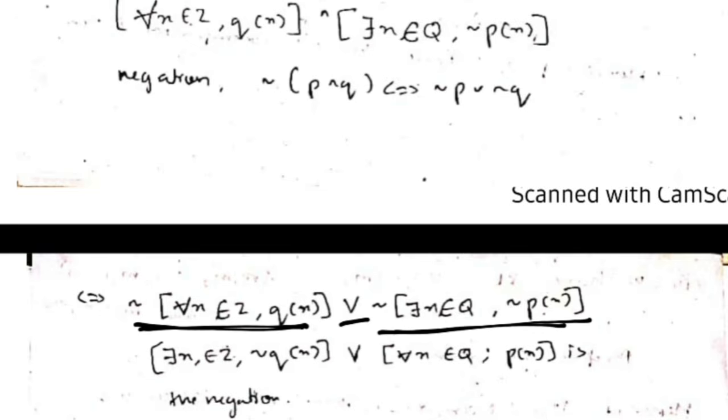So see here, if you apply the negation on this, this is for all x, and the negation of for all x is there exists some x, so we'll write that here, and the q of x will become not q of x. Similarly here, we had used there exists some x, so after applying the negation it will become for all x. And not p of x was here, so that will become p of x.